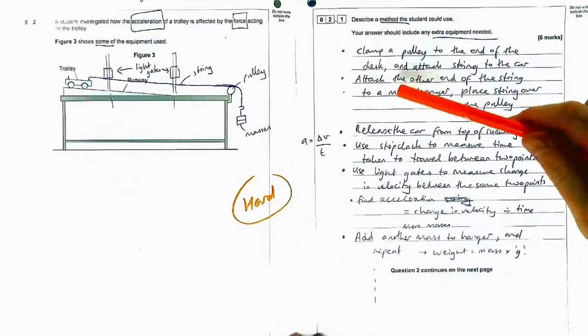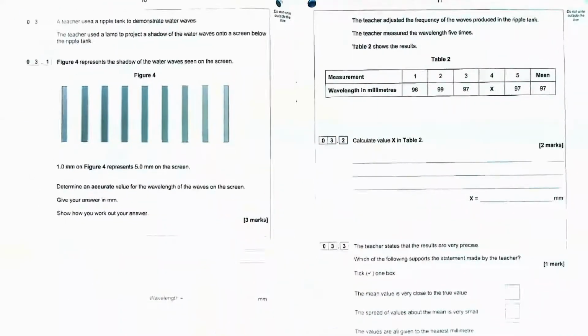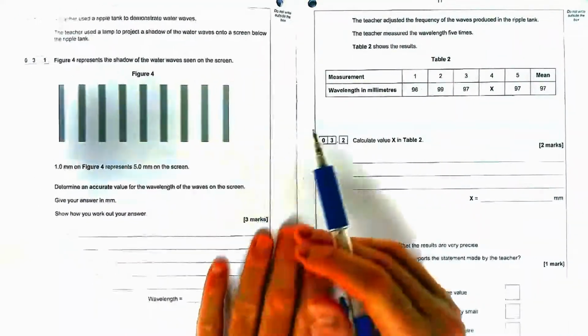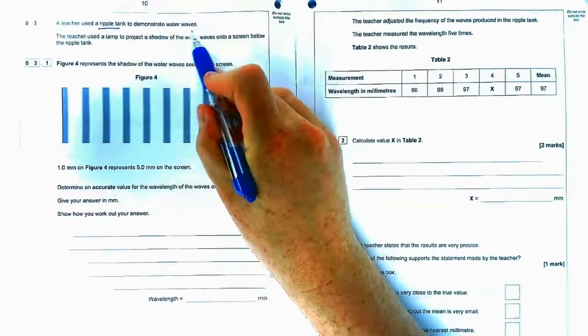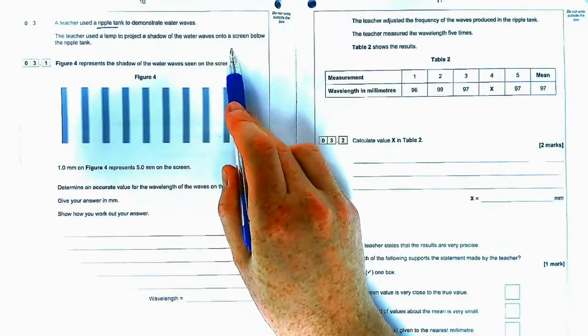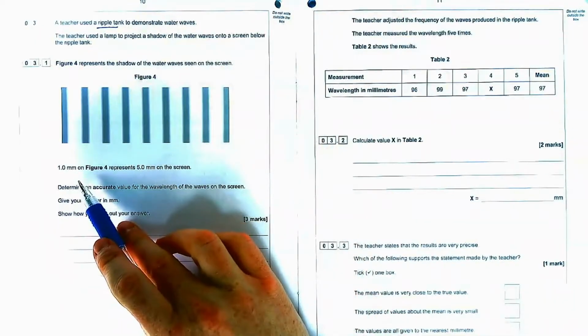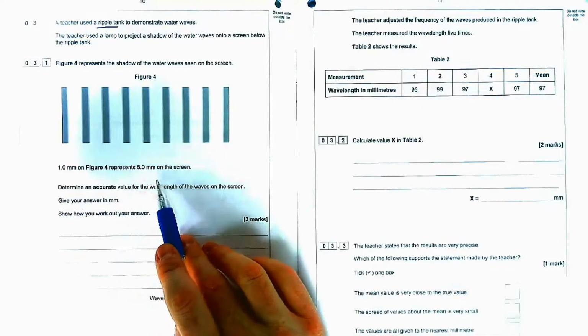Now, this question is also kind of related to required practical, a ripple tank that we're going to use to demonstrate water waves. The teacher used a lamp to project the shadow of the water waves on a screen, and it says, you've got the figure there, the picture, 1 millimeter on figure 4 represents 5 millimeters on the screen. Determine an accurate value for the wavelength of the waves on the screen.